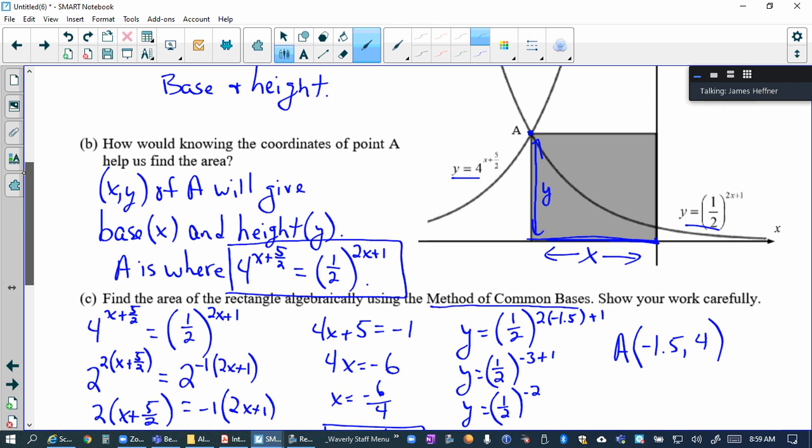So let's go label that, right? Our A here, that point is negative 1.5, comma, 4. And that's the base and height of the rectangle. So the key is, if you've got two equations and you want to know where they intersect, you know this from algebra, right? You set the equations equal and solve them, okay? That's where the graphs intersect.